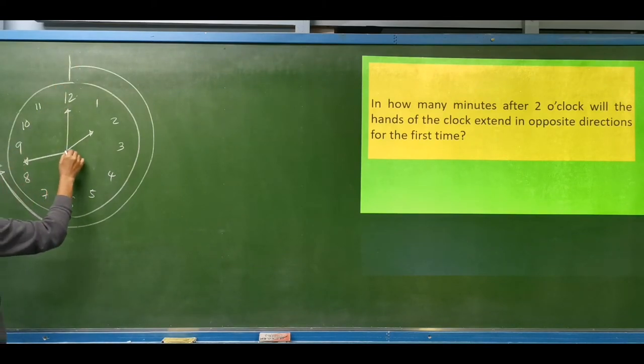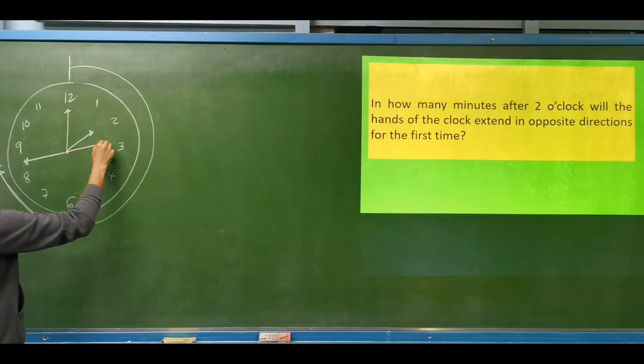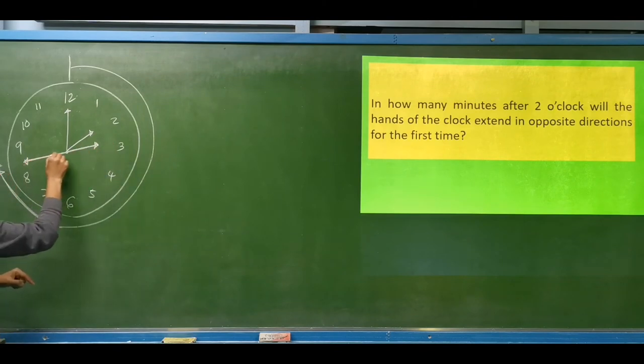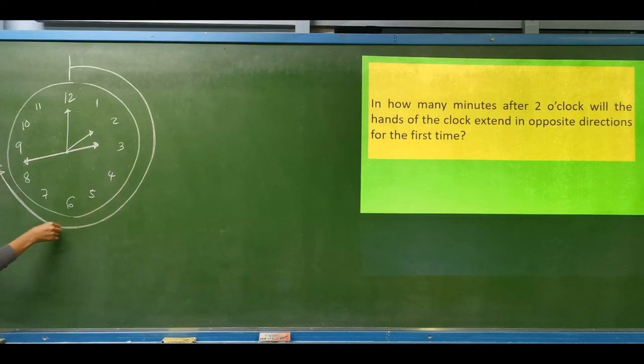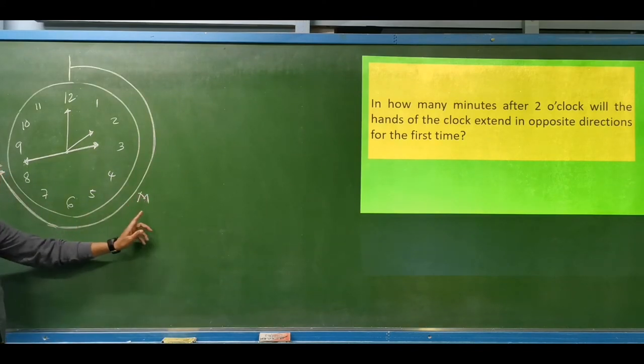So at the same time, the hour hand will also move, right? It will slightly move. Let's say the hour hand is now pointing in this direction. They are pointing in opposite directions. So the number of divisions covered by the minute hand will be expressed as m. What will be the equivalent of m this time?